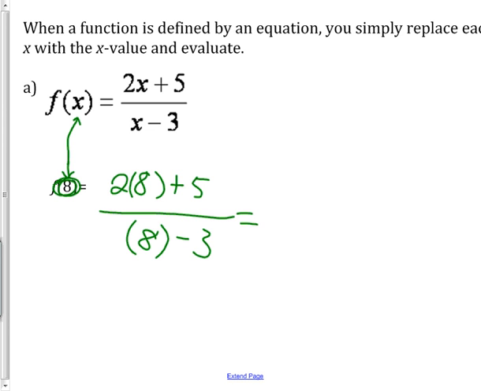2 times 8 is 16, plus 5 is 21, over 8 minus 3 is 5, 21 fifths. Do I have to make that into like 4 and 1 fifth? No, I do not. It's fine to leave it as 21 fifths.